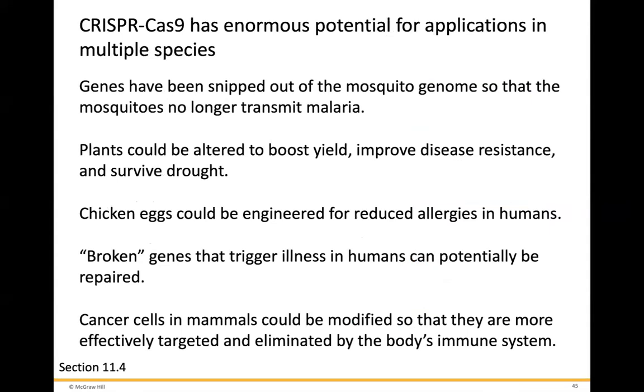CRISPR-Cas9 has enormous potential for applications in multiple species. Genes have been snipped out of the mosquito genome so that the mosquitoes no longer transmit malaria. Plants could be altered to boost yield, improve disease resistance, and survive a drought. Chicken eggs could be engineered for reduced allergies in humans. Broken genes that trigger illness in humans can potentially be repaired. Cancer cells in mammals could be modified so that they are more effectively targeted and eliminated by the body's immune system.